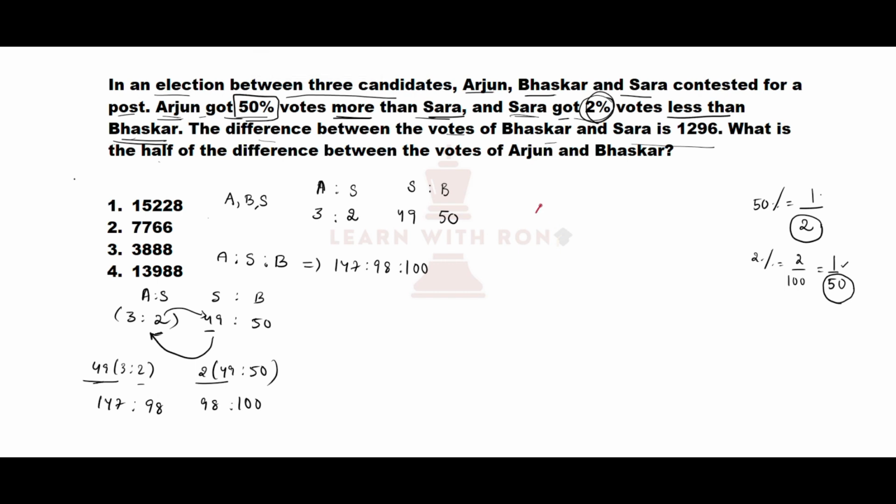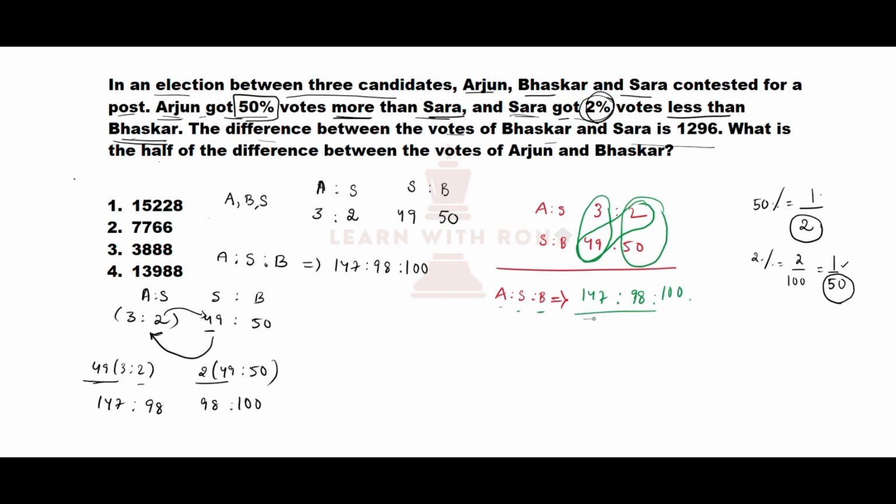And one more method. See here, if we have A is to S as 3 is to 2 and S is to B as 49 is to 50, what we want here is A is to S is to B. Observe here, for A, multiply the left side once. 49 times 3 is how much? 147. For S, cross multiply. 49 times 2 is how much? 98. For last, Bhaskar, multiply the right side once. 2 times 50 is 100. Same ratio, right?